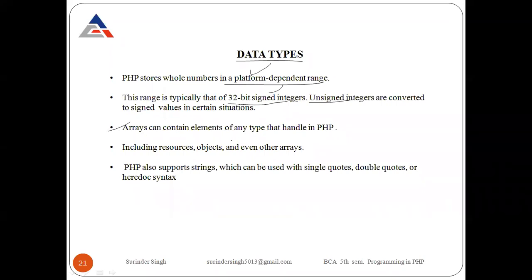Arrays can contain elements of any type that PHP can handle, including resources, objects, even other arrays. Arrays can contain any type of elements, like object types, class types, even other arrays. PHP also supports strings, which can be used with single quotes, double quotes, or heredoc syntax. We will see that in further lectures. Don't worry about that.